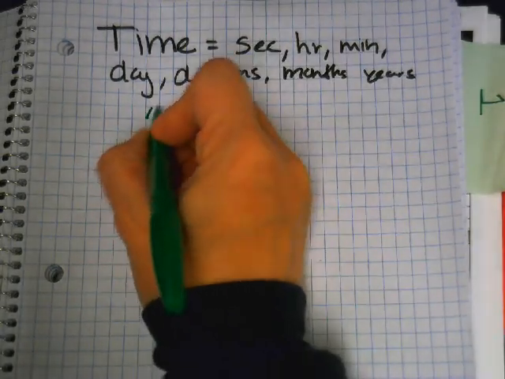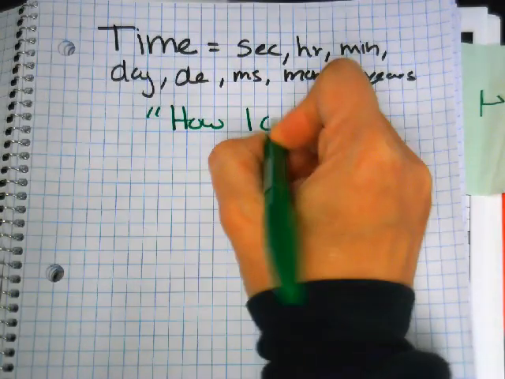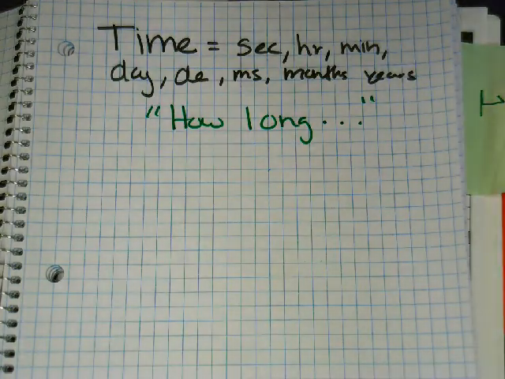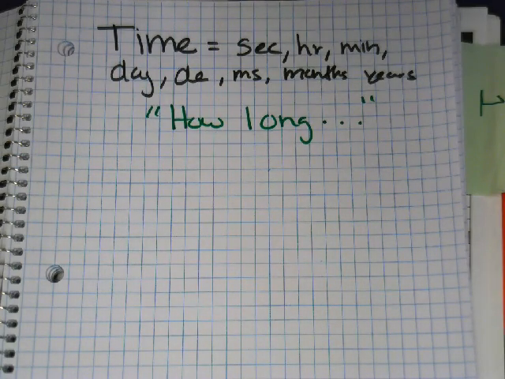Okay, how long? Now this is the trickiest one of all because kids will read how long and they think, oh, you want me to take a ruler and measure how long it is? It's like, no. How long did it take you to get from point A to point B? How long did it take you to get to school today? It took me 10 minutes to get to school.